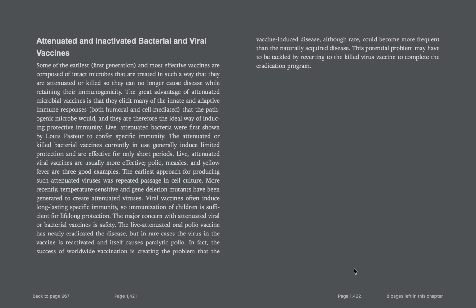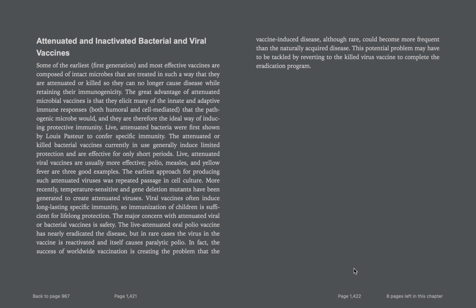The earliest approach for producing such attenuated vaccines was repeated passage in cell culture. More recently, temperature-sensitive and gene deletion mutants have been generated to create attenuated viruses. Viral vaccines often induce long-standing specific immunity, so immunization of children is sufficient for lifelong protection.